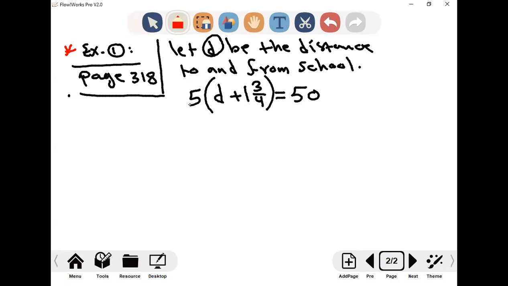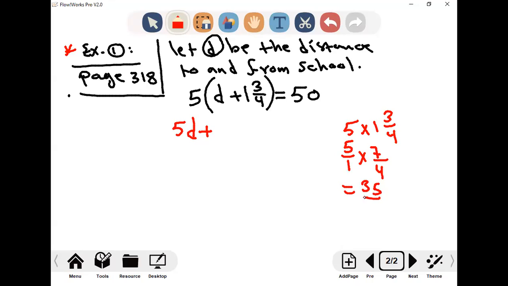Yalla, let's distribute 5 by D. 5D plus 5 multiplied by 1 and 3/4, right? That means 5/1 multiplied by 4 times 1 is 4, plus 3, 7/4. That means 35/4, which is 8 and 3/4, right? So here plus 8 and 3/4, all of it equals what? I distributed the 5, check. Now shift, then divide.